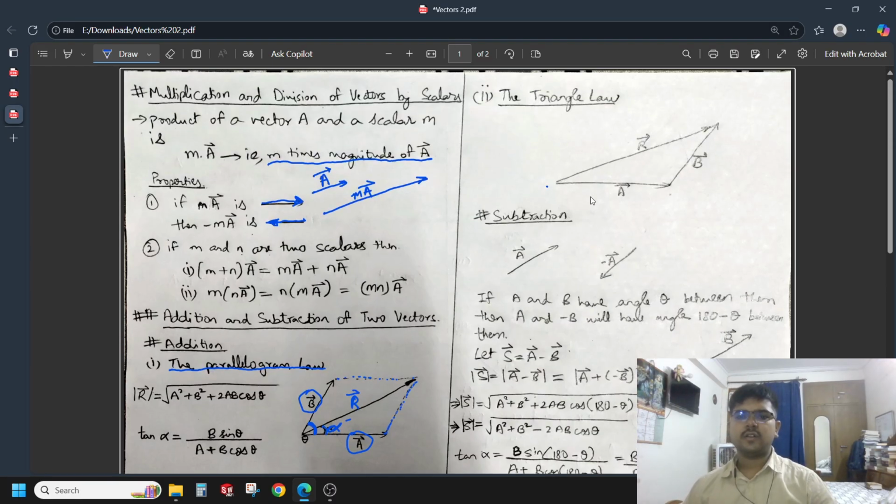Now the triangle law. In the triangle law of vector addition, we arrange the vectors such that the second vector's tail is on the first vector's head. This is the tail of the second vector and this is the head of the first vector, and we join the tail of the first vector with the head of the second vector such that this R vector is formed. This is the R vector.